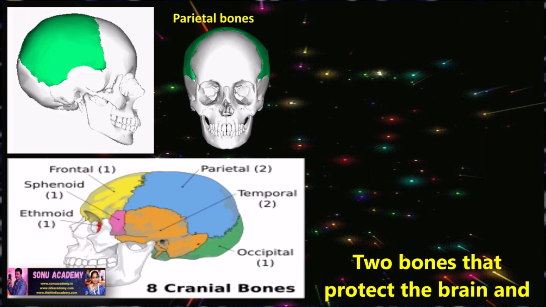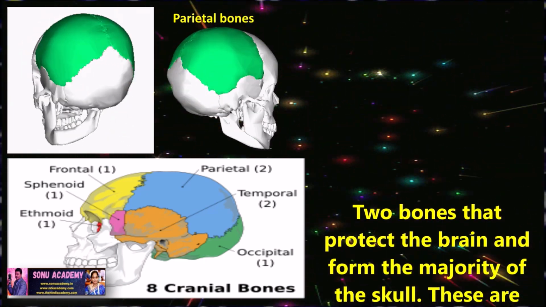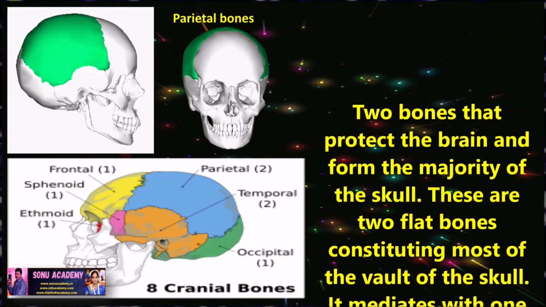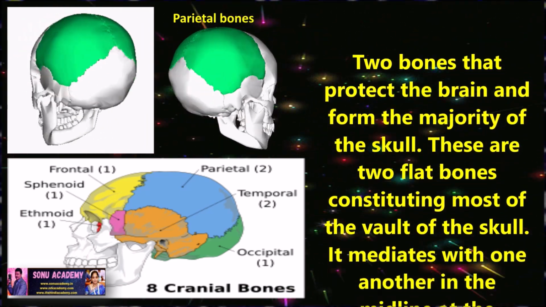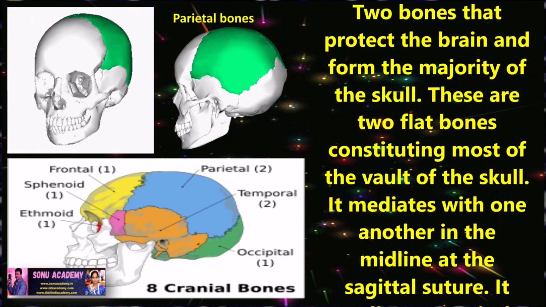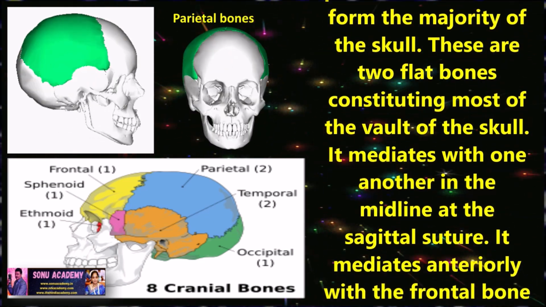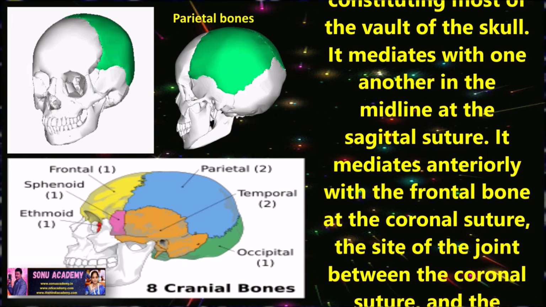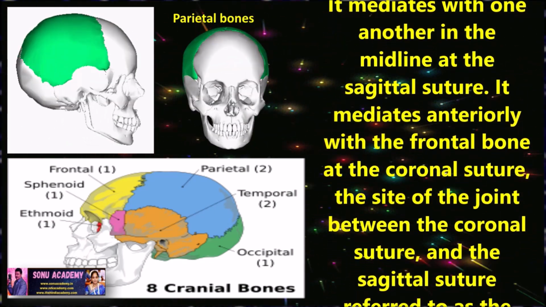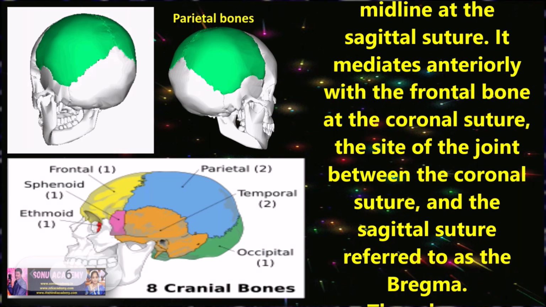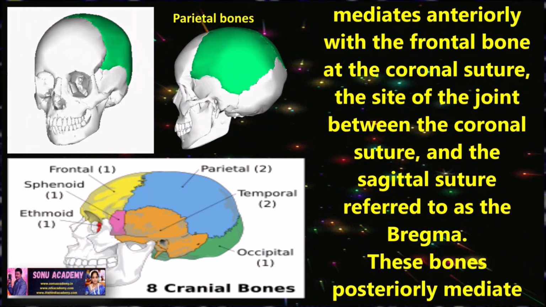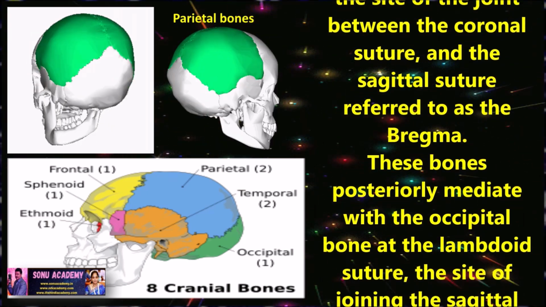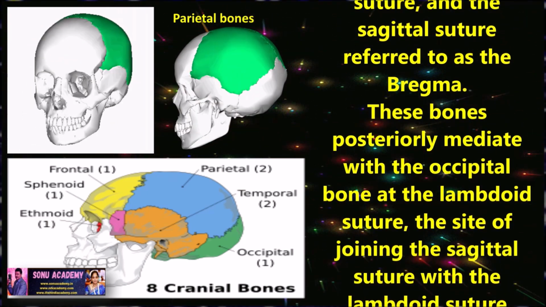Children, let us discuss parietal bones. These are 2 bones that protect the brain and form the majority of the skull. These are 2 flat bones constituting most of the vault of the skull. They articulate with one another in the midline at the sagittal suture. They articulate anteriorly with the frontal bone at the coronal suture. The site of the joint between the coronal suture and the sagittal suture is referred to as the bregma.